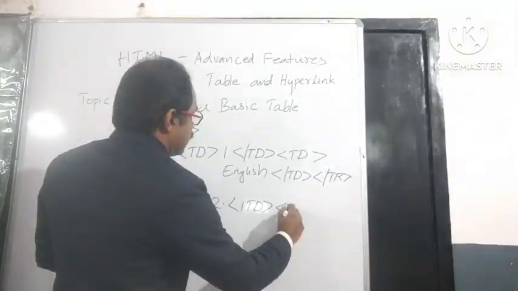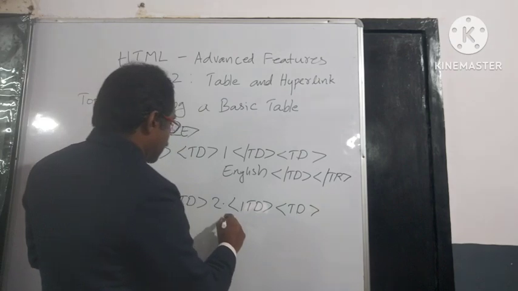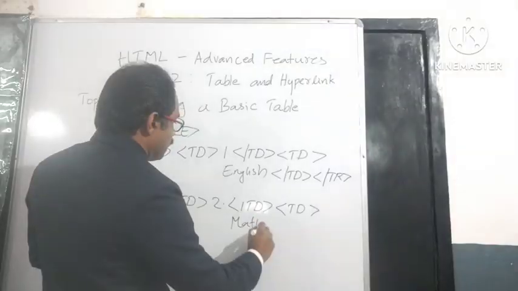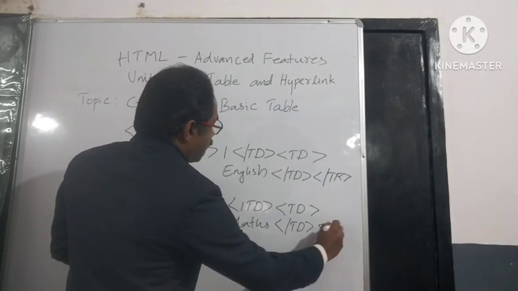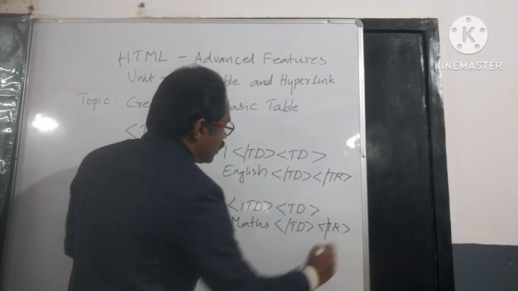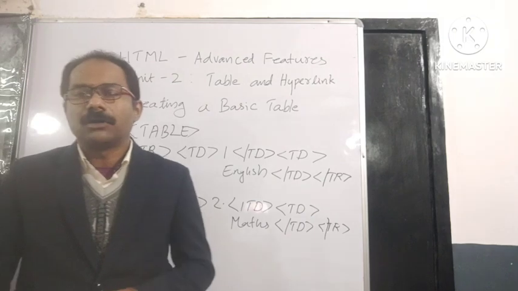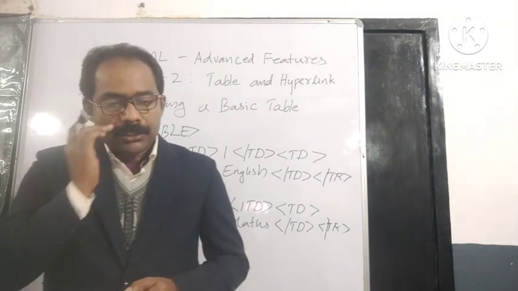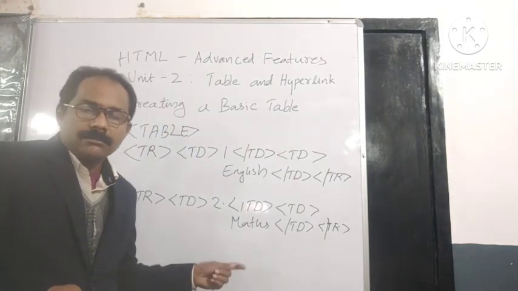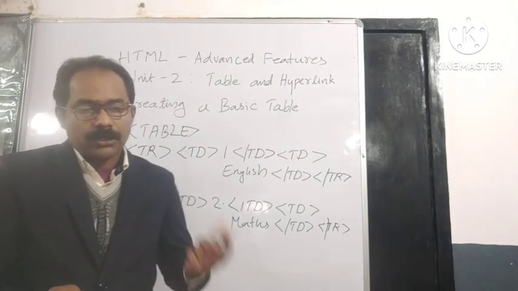Again the td tag, and here you write mathematics. Then close the td tag and close the tr tag. Now we have created how many rows? 2 rows. In each row how many columns are there? 2 columns are there. So this is how we can create further rows.